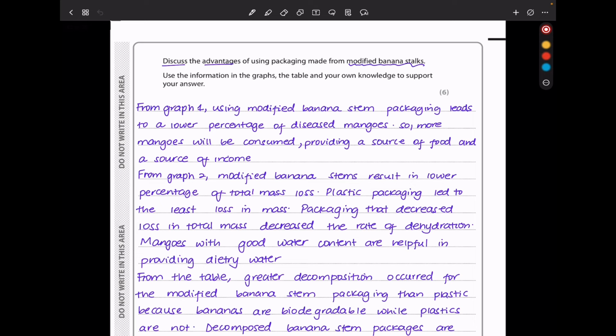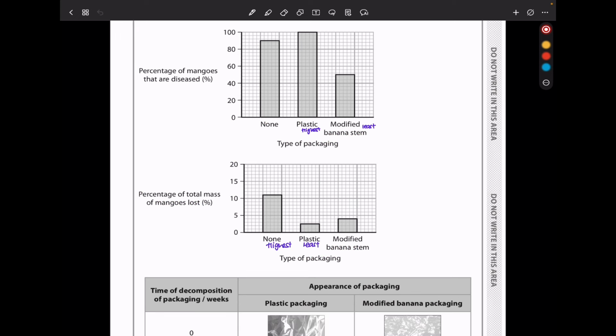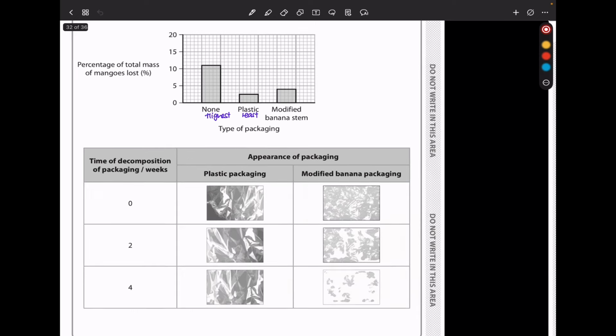So they say discuss the advantages of using packaging made from modified banana stalk. Use the information in the graph, the table, and your own knowledge to support your answer. These are going to be biodegradable. They're going to be sustainable. They're not going to create any toxicity. They maintain fair enough properties of the mangoes or integrity of the mangoes. We can see the percentage of mangoes that are diseased are going to be lower. We also see the total mass loss is going to be less, and so on.